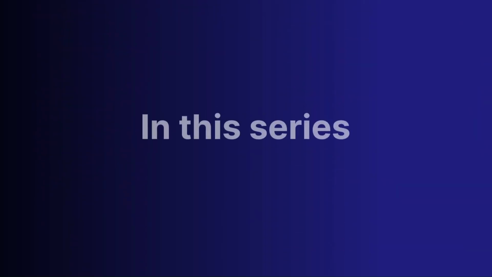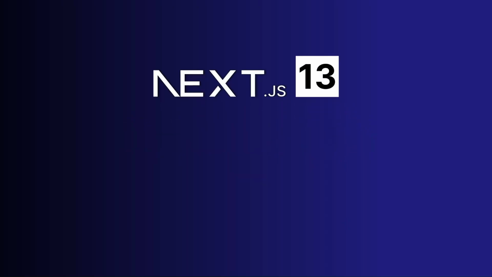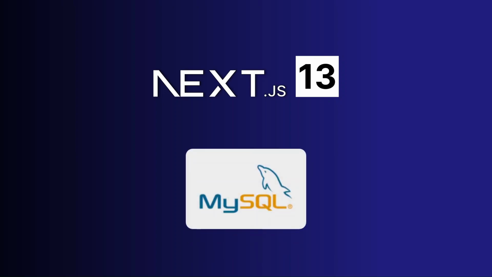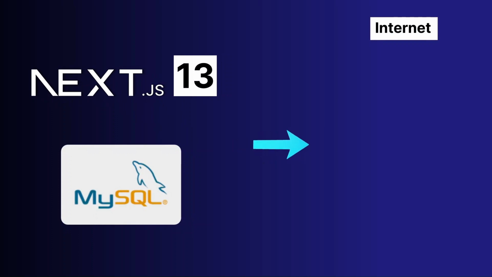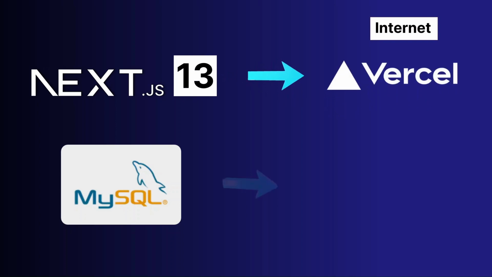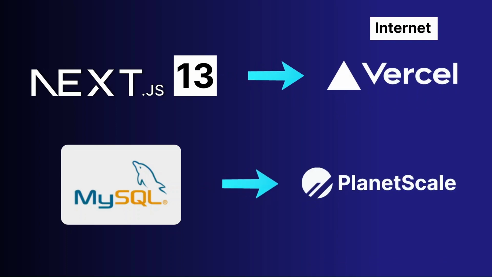In this series, we'll be building REST APIs. To build these REST APIs, we'll be using NextJS 13 as our framework and MySQL as our backend. We'll not be only focusing on the local deployment, we'll be deploying our code on the internet. We'll use GitHub to deploy our code, and then for NextJS 13, we'll be using the Vercel platform, and for deployment of MySQL, we'll be using PlanetScale.